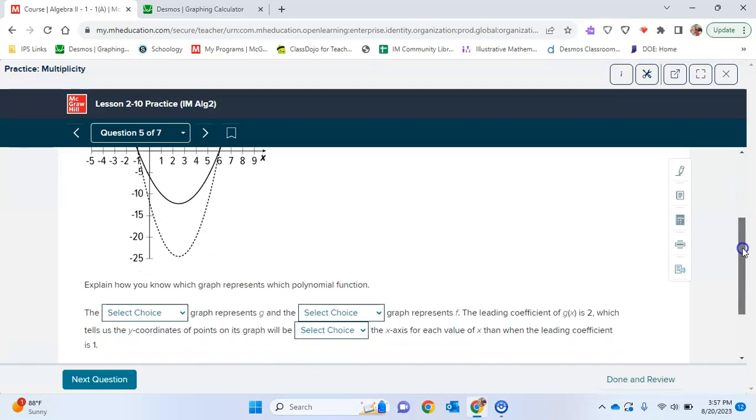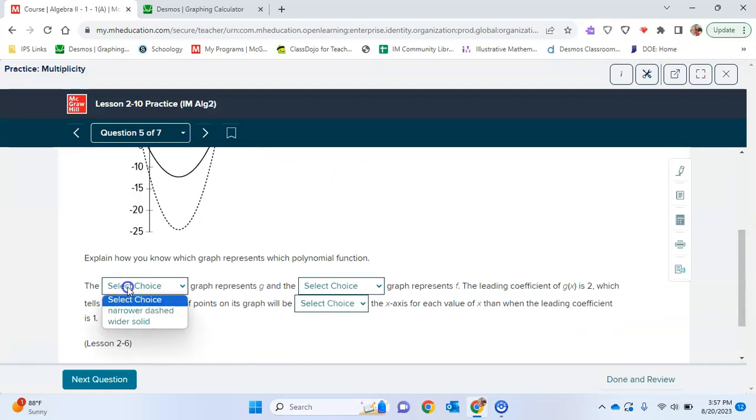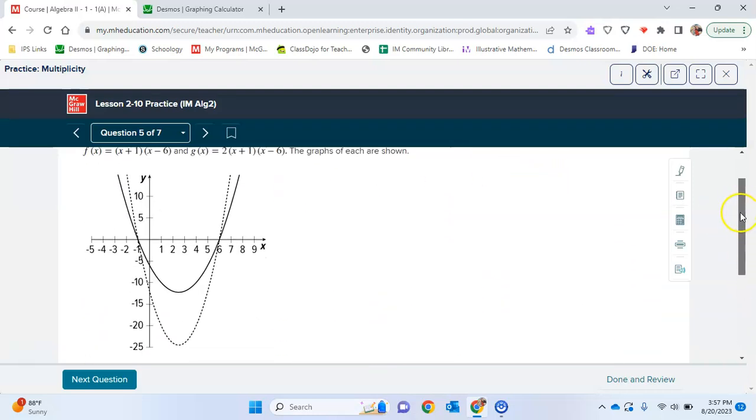Explain how you know which graph represents the polynomial function. The blank graph represents g. I already said it was the dotted. So the narrower dashed graph represents g, and the wider solid graph represents f. The leading coefficient of g of x is 2, which tells us the y-coordinates of the points on its graph will be farther from the x-axis for each value of x than when the leading coefficient is 1. So this dotted one is farther away from the x-axis.